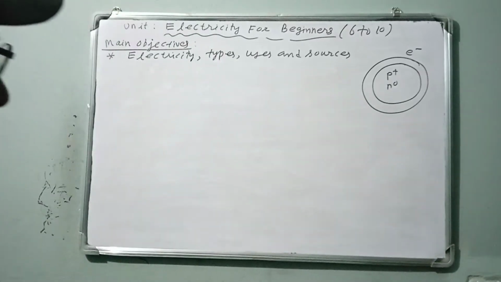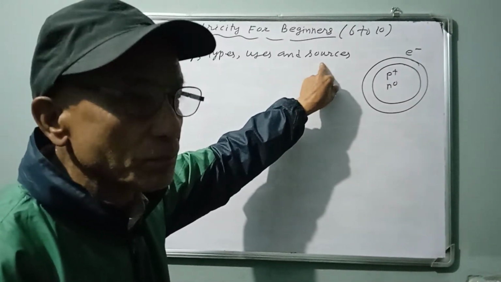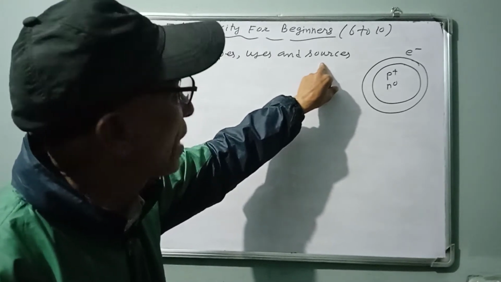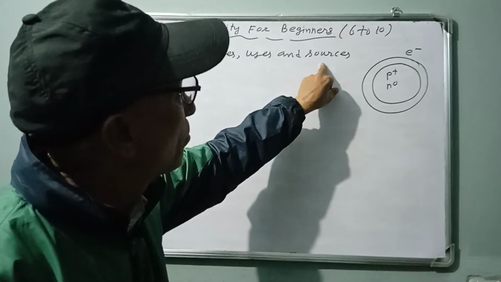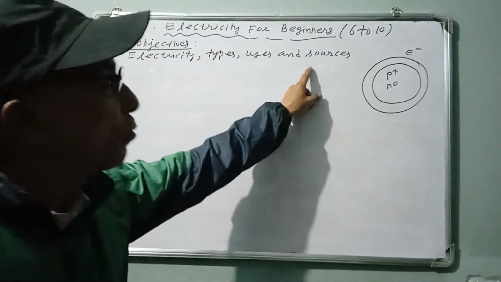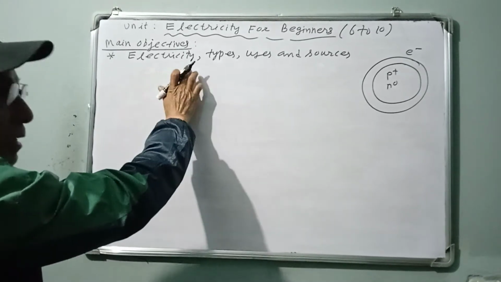Sources of electricity are the objects from where we get electricity. Generally, we get electricity from hydropower, photocell, cell, battery, dynamo, generator, magma. But sometimes we can get electricity from wind as well. So, the first thing is electricity.